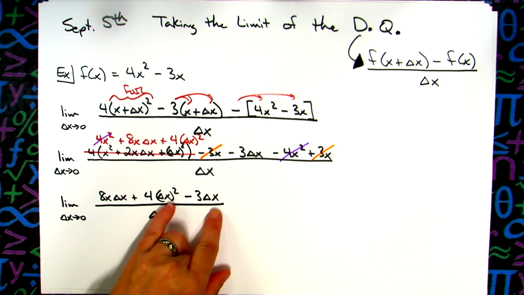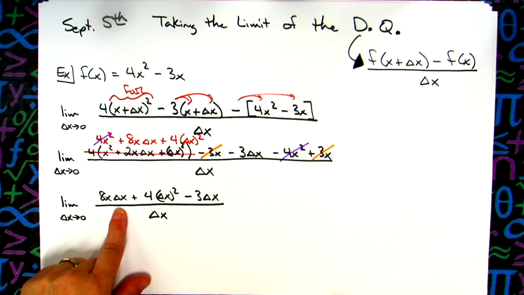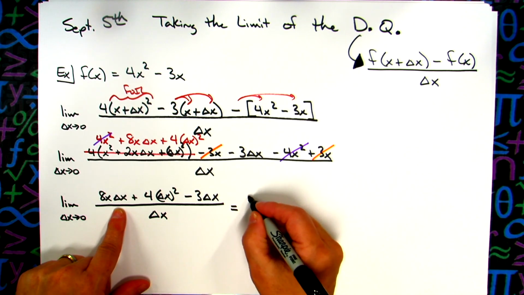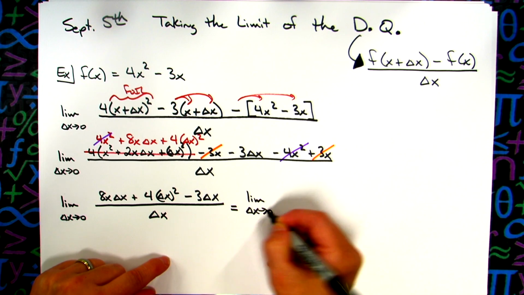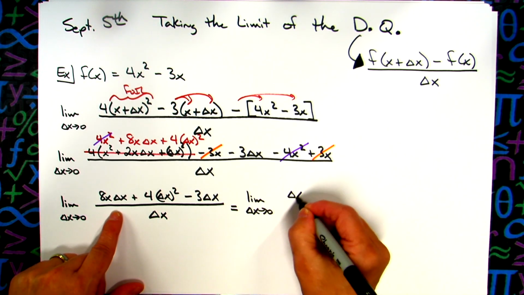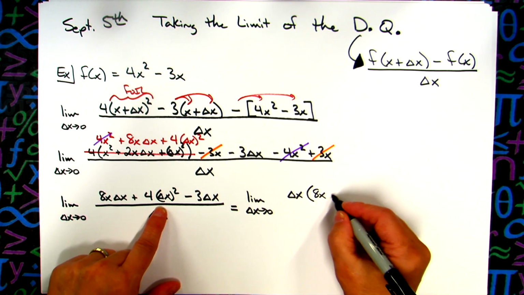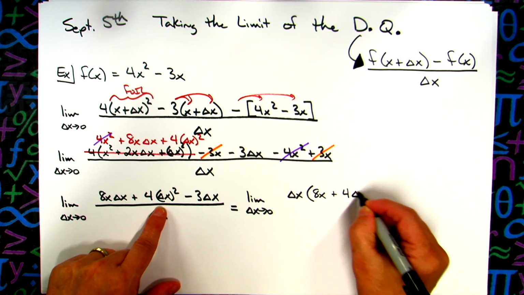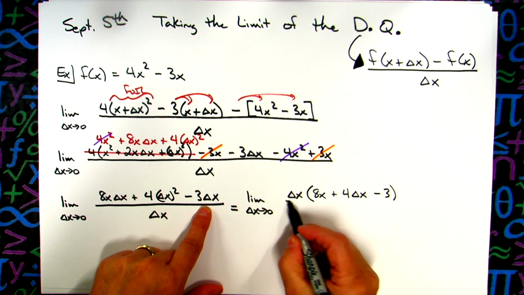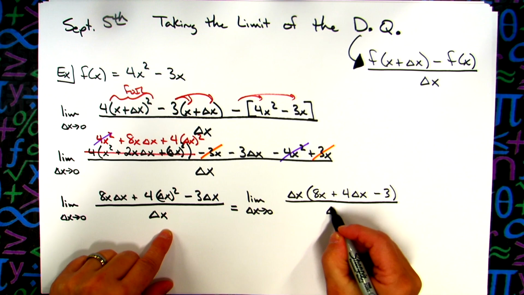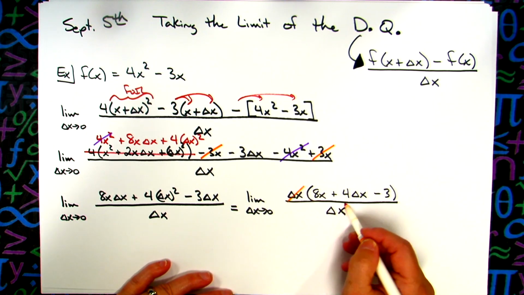Okay, in the top, I can factor out a delta x. So again, I have to keep my limit notation, the limit as delta x approaches 0. Factor out the delta x. So that'll leave me with an 8x plus a 4 delta x minus a 3 on top, and delta x on the bottom, which then lets me cross out delta x, delta x.